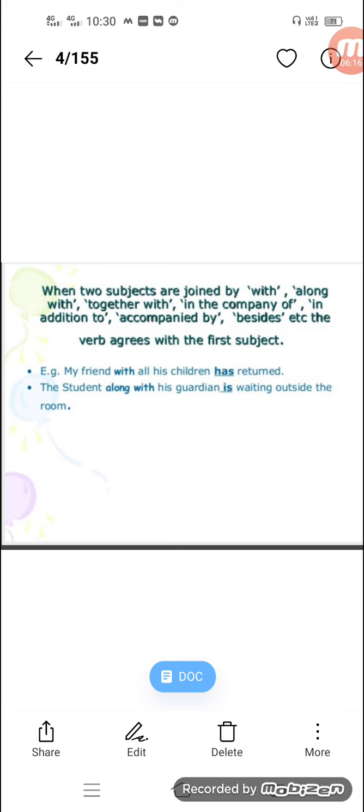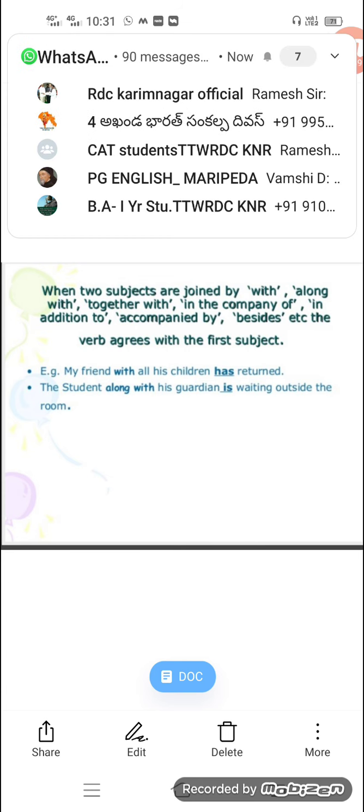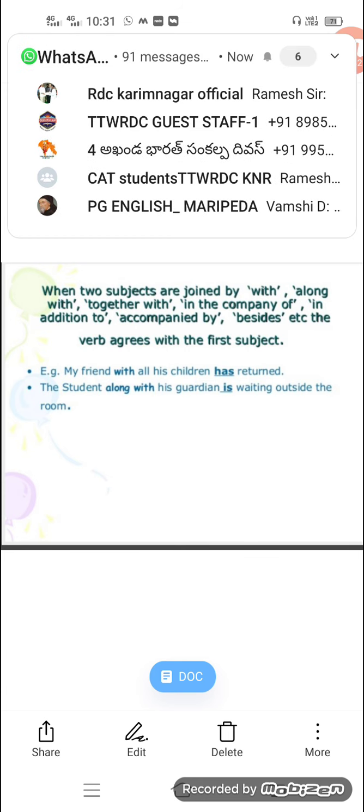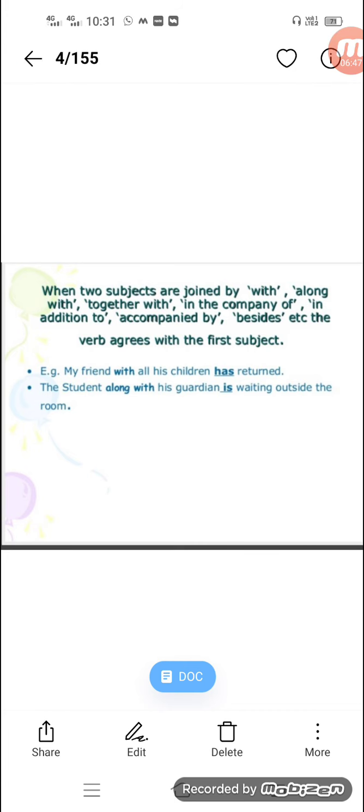Next, when two subjects are joined by with, along with, together with, in the company of, in addition to, accompanied by, besides, the verb agrees with the first subject. Whenever we see with, together with, along with, then the verb should agree with the first one. My friend with all his children has returned. Next, the student along with his guardian is waiting outside.